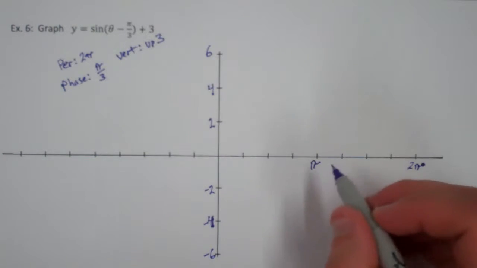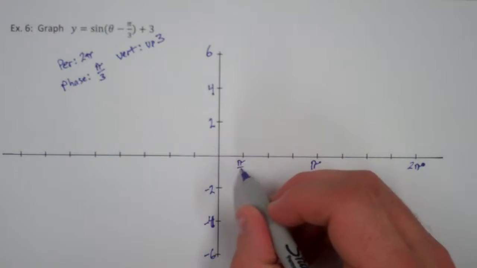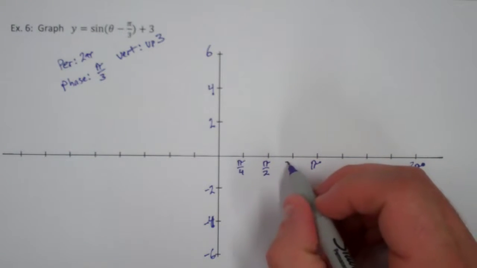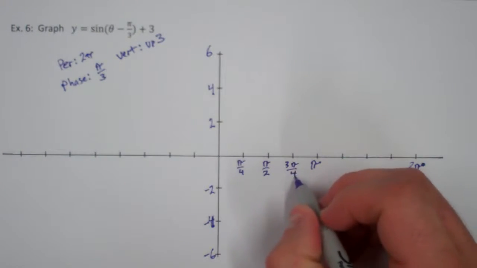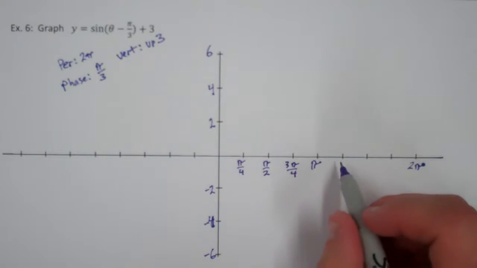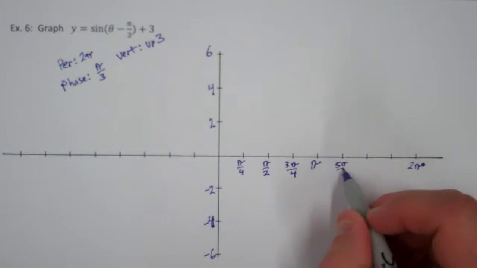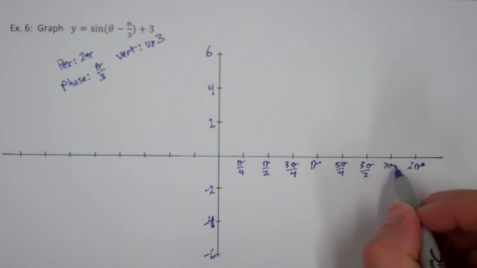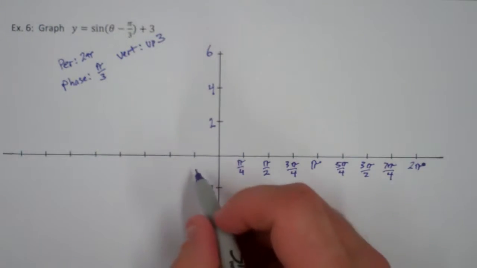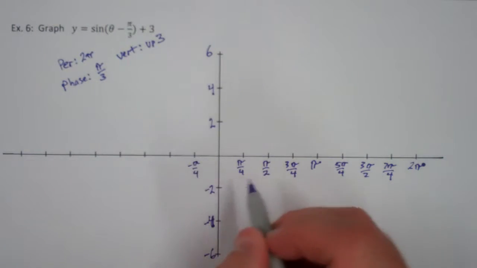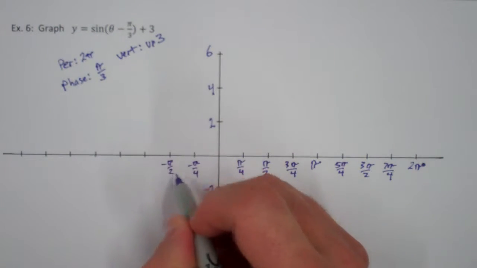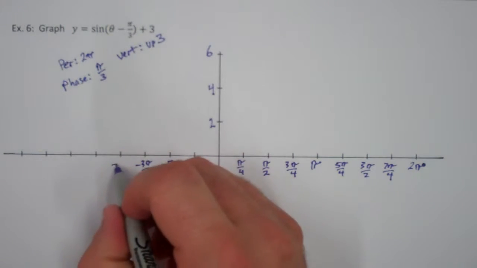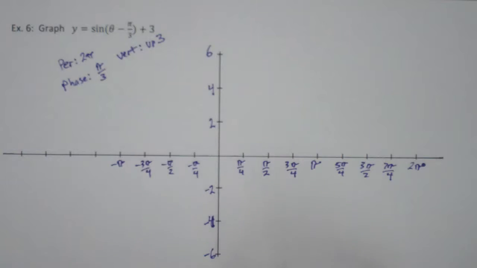This is going to be pi over 4, pi over 2, 3 pi over 4, and then we're going to have 5 pi over 4 here, 3 pi over 2, and 7 pi over 4. Over here, negative pi over 4, negative pi over 2, negative 3 pi over 4, negative pi, and if we need to, we can fill this out here as well.